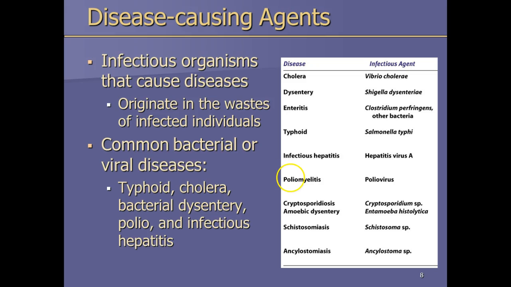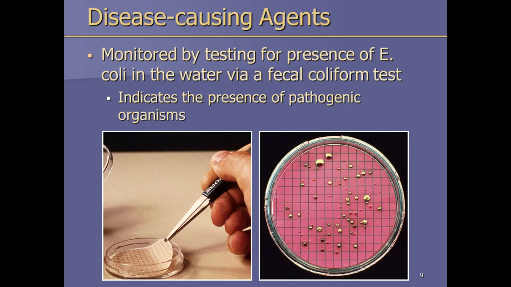In class we talked about polio and how polio has been eradicated in the United States because we have vaccines. What you're looking at here is how your drinking water is tested and how the beaches are tested, areas that we boat in. And this is called a CFU test, or it was formerly called a fecal coliform test.